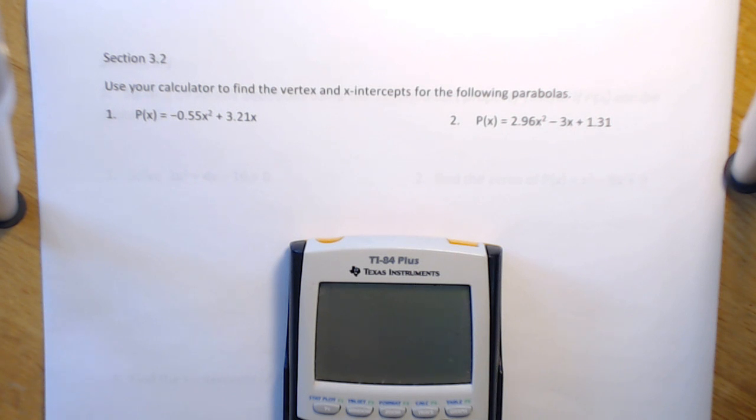Now looking at section 3.2. Just a little bit of calculator practice. It's not so important here with quadratics, but as we move forward, sometimes our graphing calculator is the only way to get estimates, good estimates for some of these turnaround points and x-intercepts. So we're going to start out with just these two degree 2 polynomials.